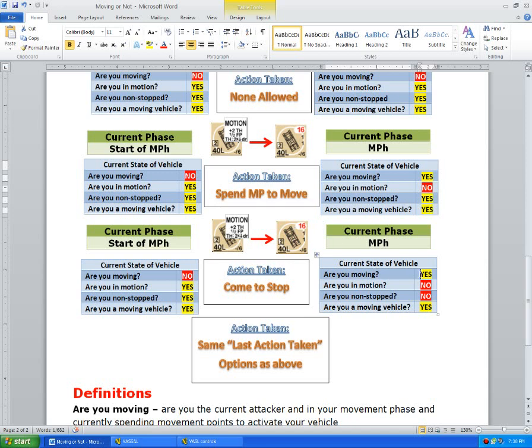Are you moving? Yes, we are moving because we're now spending movement points. So we just spent a movement point to stop. Are we in motion? No, we're no longer in motion because we lost our motion counter. Are you non-stopped? No, because we actually spent a movement point to stop. We are stopped. We are not non-stopped. Are you a moving vehicle? Yes, we are a moving vehicle because we started in motion, and we will be considered a moving vehicle until the end of our turn.